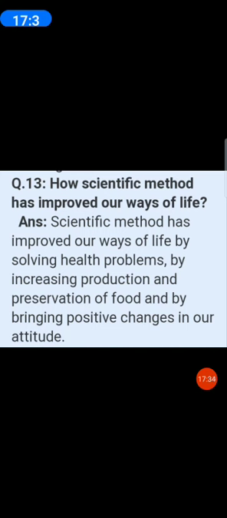Students, these are some of the important questions of this chapter, Using the Scientific Method. I do hope that these questions, the way these are elaborated and explained, would have been very beneficial for you.